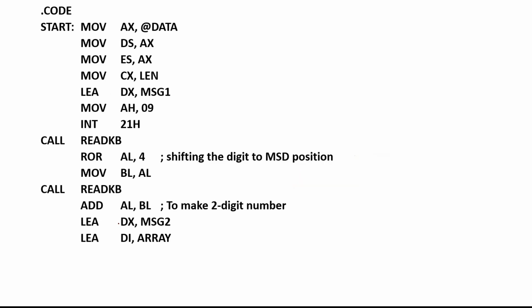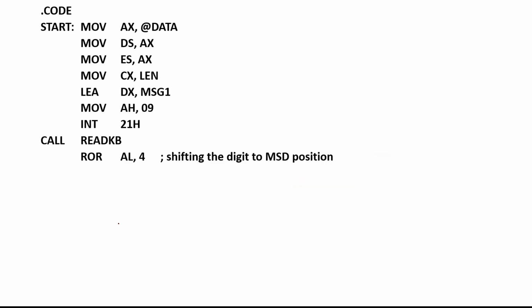So now my AL contains 05. Now the first digit which we have entered should be at the MSB position. So this 05, I have to bring the 5 into the MSB position. For that, what we are doing is rotating the content of AL by 4 times. So 05 will become 50. Here basically we are doing nibble swapping. After that, whatever 50 I have, I am storing it in another register, BL, before taking the second input.